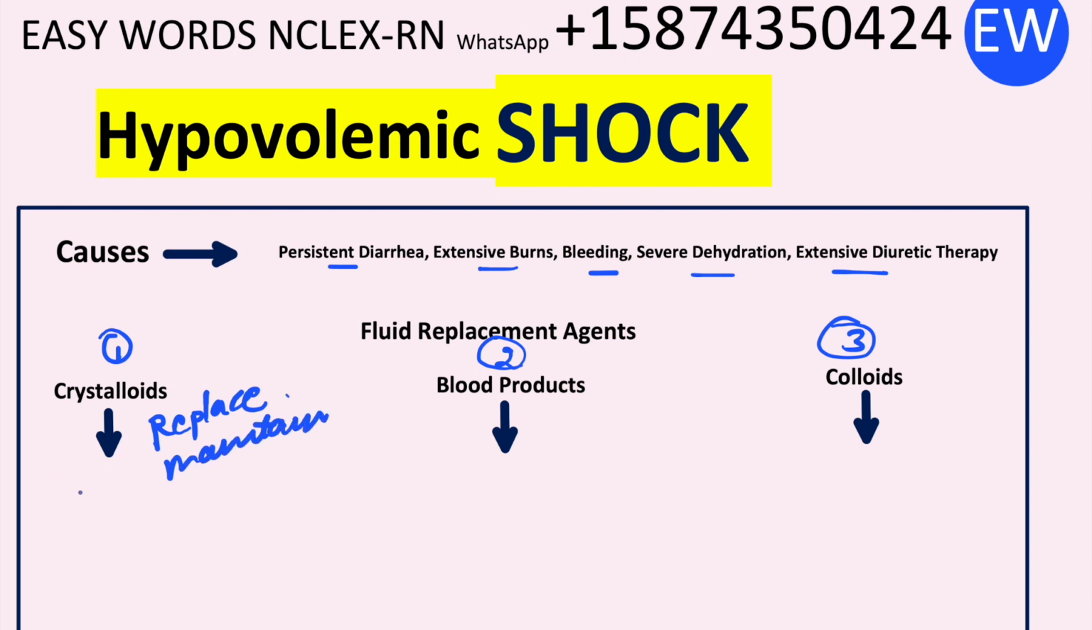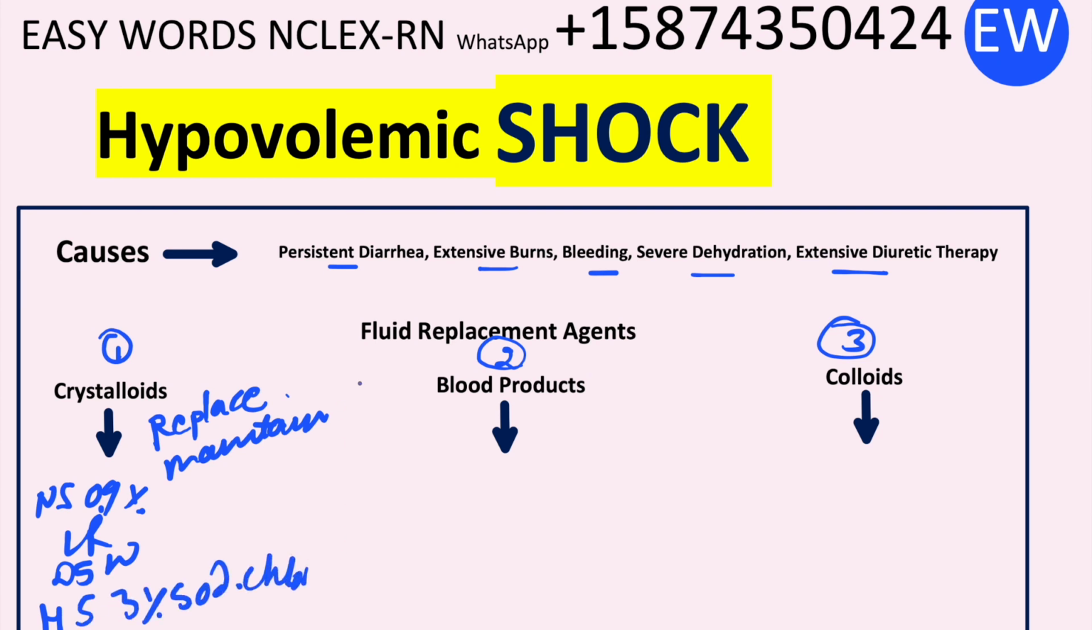Can you recall some examples of crystalloids? It can be normal saline 0.9%, lactated Ringer's, D5W, or hypertonic saline, which is 3% sodium chloride. And then we have blood products.